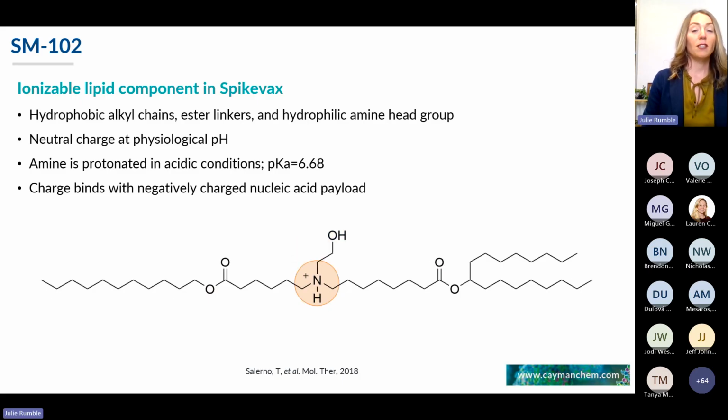SM-102 is neutral at physiological pH, but the amine head group is protonated in acidic conditions. This protonation is a defining feature of ionizable lipids, enabling them to interact electrostatically with the negatively charged nucleic acid payload, facilitating its encapsulation. Once inside the cell, the positively charged lipid aids in endosomal escape, releasing the nucleic acid into the cytoplasm, where it can trigger the desired therapeutic effect.